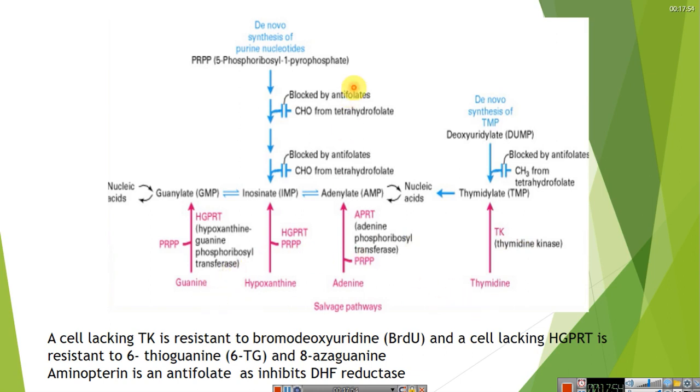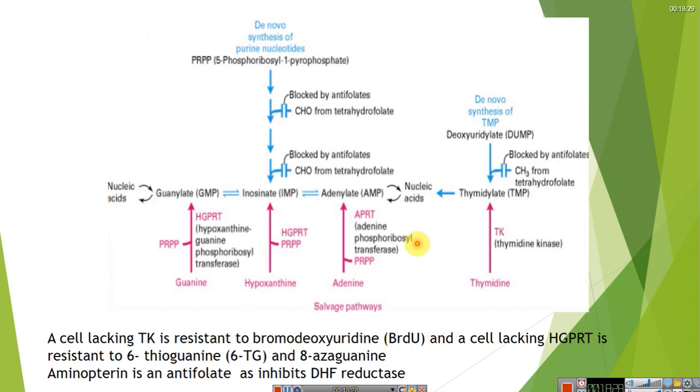So you have tools to block either the de novo pathway or the salvage pathway, right? If you add aminopterin, you will block the de novo pathway. If you add BrdU or 6-TG or 8-azaguanine, you will block the salvage pathway. Or if you don't provide the precursors, then also the salvage pathway will not be possible. So this knowledge will explain how the HAT medium is functioning.